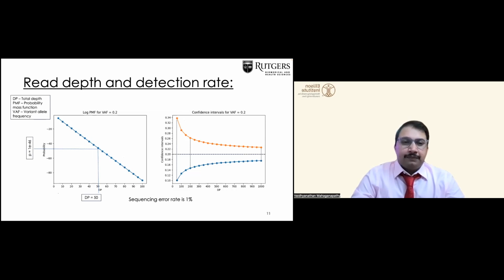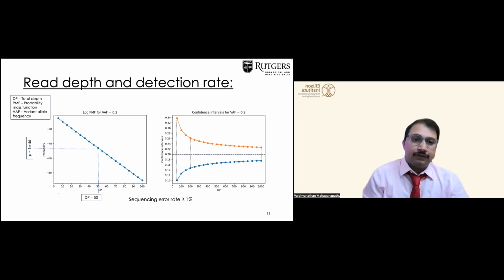Well, here I'm trying to detect a variant which has an allele frequency of 20%. As you can see from the plot on the left, the probability for that variant call to be a true variant, right? We are essentially only trying to differentiate what is a true variant and what is a sequencing error at this point. So the probability of it being a true variant increases with an increase in total depth. And the confidence intervals start out pretty wide, but then narrow as we have an increase in total depth.